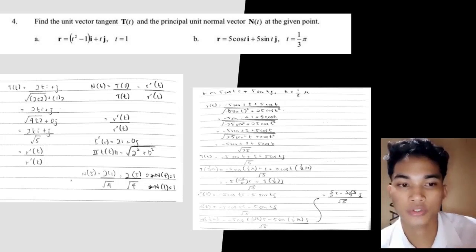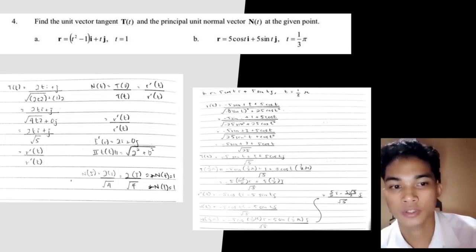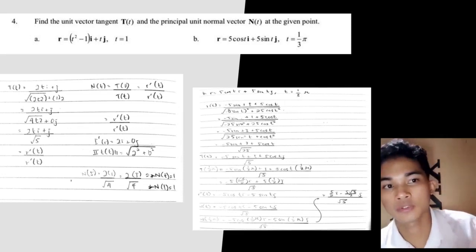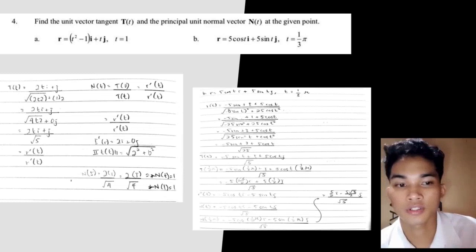We will get two answers for the principal unit normal vector. We will get N at t equal to 1, and then we change the t, we substitute the 1 into t, it will become N equal to 1.